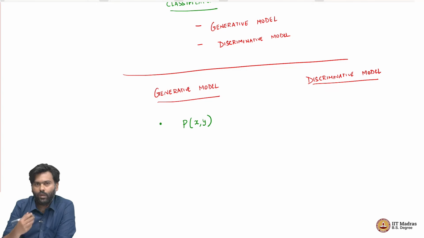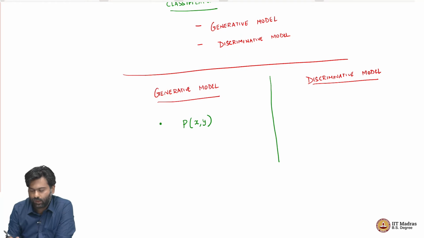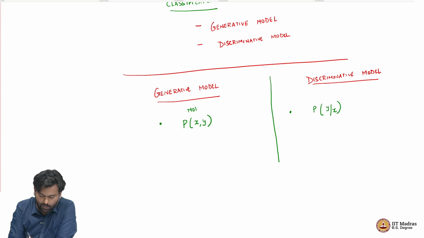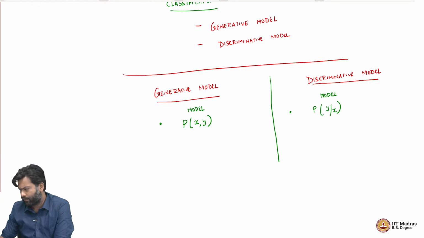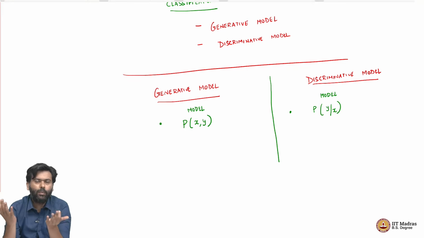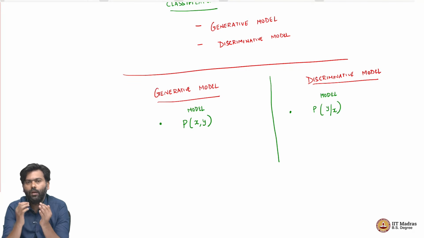I will talk about why it is called generative modeling in a bit, once I describe the discriminative model. The discriminative model, on the other hand, models not p of x comma y, that means it does not model the joint distribution of features and labels, but it only models p of y given x. So, the generative model models p of x comma y, the discriminative model models p of y given x. This is the fundamental difference: either modeling the joint distribution of x comma y or just modeling p of y given x.